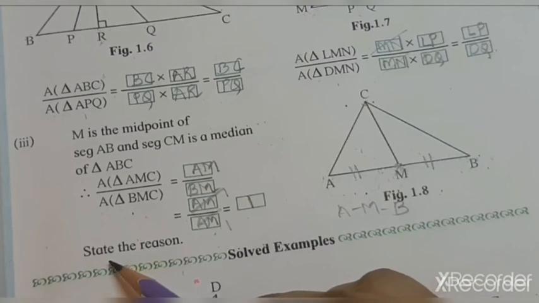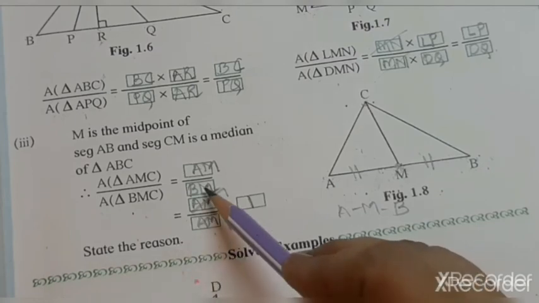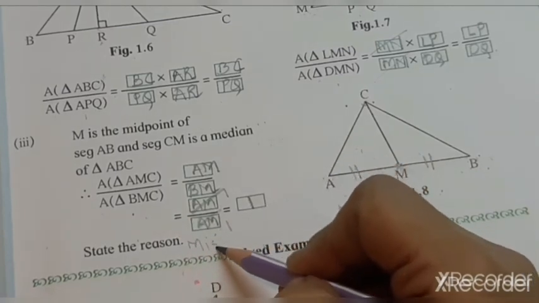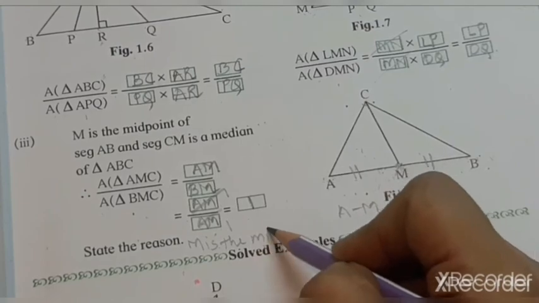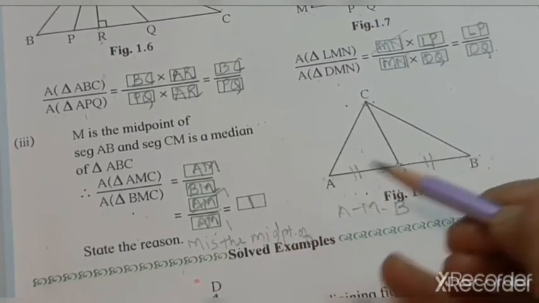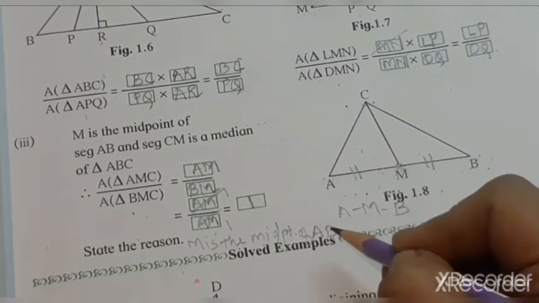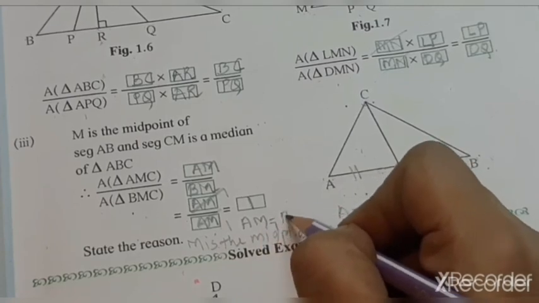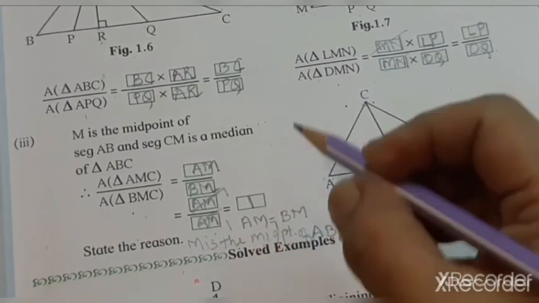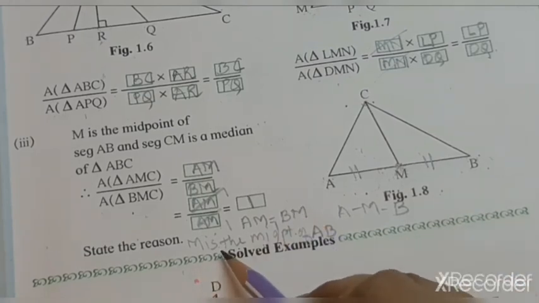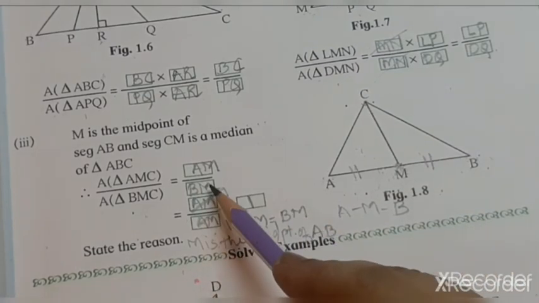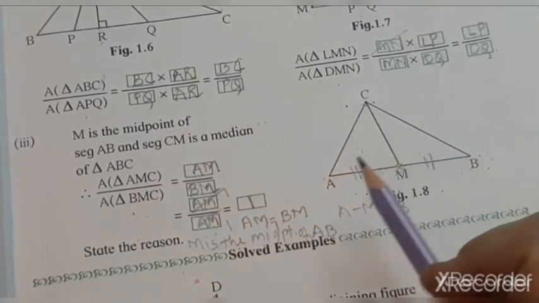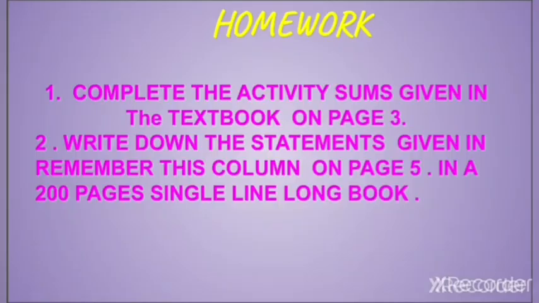Now they have written here, state the reason. The reason why we have changed BM to AM. So you can write here that M is the midpoint of AB. Or you can also write AM is equal to BM. Any one reason you can write. That is AM is equal to BM or M is the midpoint of AB. Therefore, we change this BM to AM. With this we finish the activity sums.